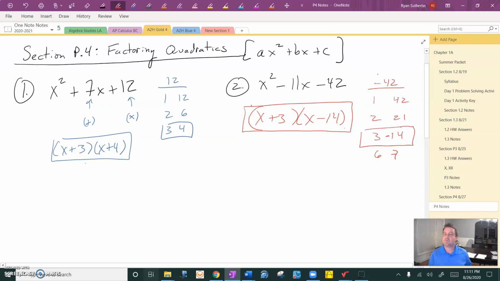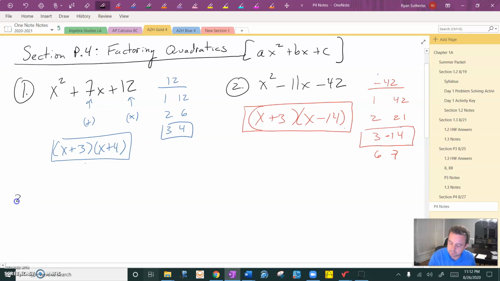So that's just factoring a trinomial when the A value is 1. You're looking for those two numbers that multiply to be the last number and add to be the middle number. So it's really just like a puzzle, right? Just a number puzzle, finding those two numbers.